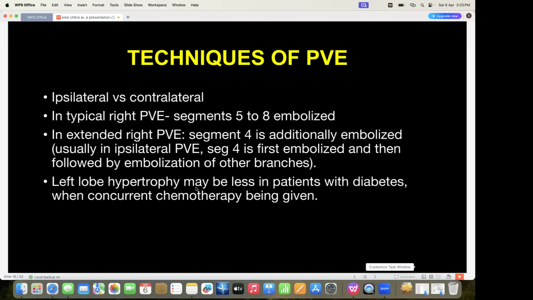Left lobe hypertrophy may be less in patients with diabetes and when concurrent chemotherapy is being given, especially after the portal vein embolization during the 1 month wait period.